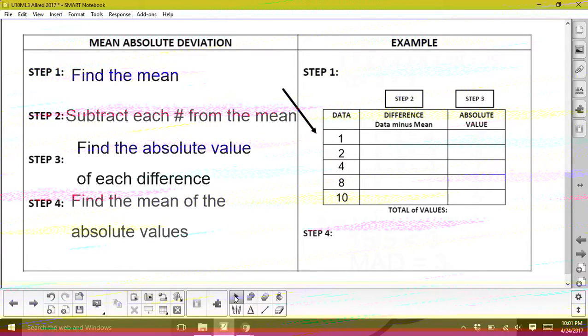They're on this chart: 1, 2, 4, 8, and 10. First thing we're going to do is step 1. We're going to find the mean. 1 plus 2 plus 4 plus 8 plus 10 is 25. And 25 divided by 5 is 5.